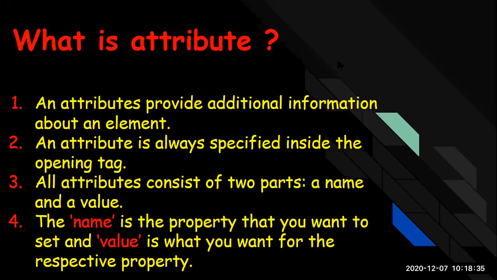What is an attribute? An attribute provides additional information about an element. An attribute is always specified inside an opening tag. All attributes consist of two parts, a name and a value. A name is a property that you want to set, and value is what you want for the respective property.